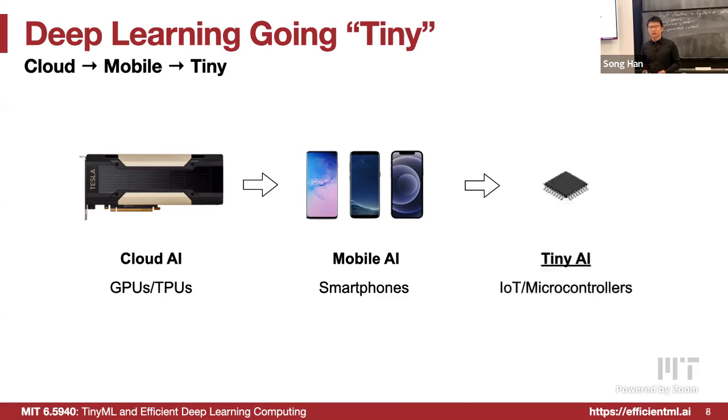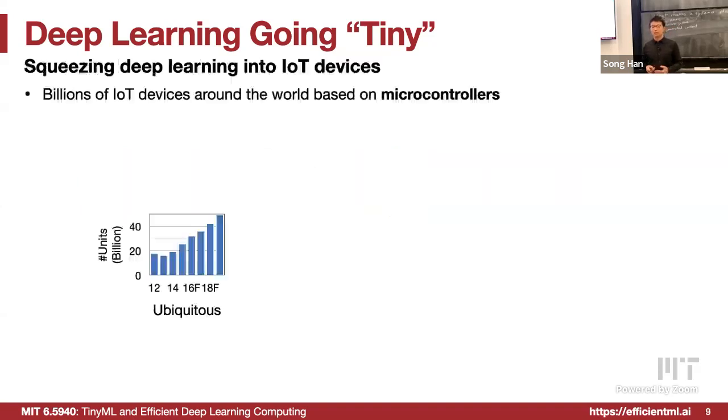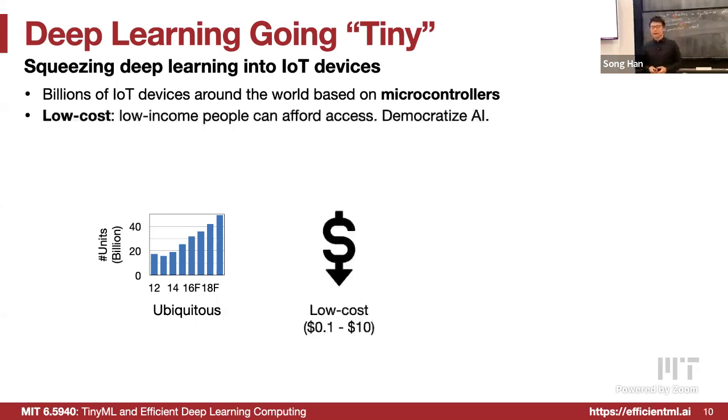For example, microcontrollers. And these microcontrollers are everywhere in our lives. There are billions of IoT devices around the world based on microcontrollers. And you can see across the years, the number of IoT devices is increasing, and they have very low cost, just a few dollars. So everybody can afford it. We can democratize AI to these low-cost edge devices.